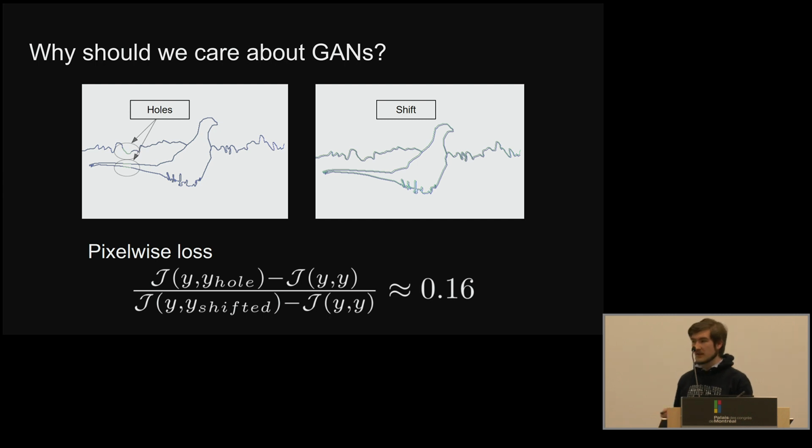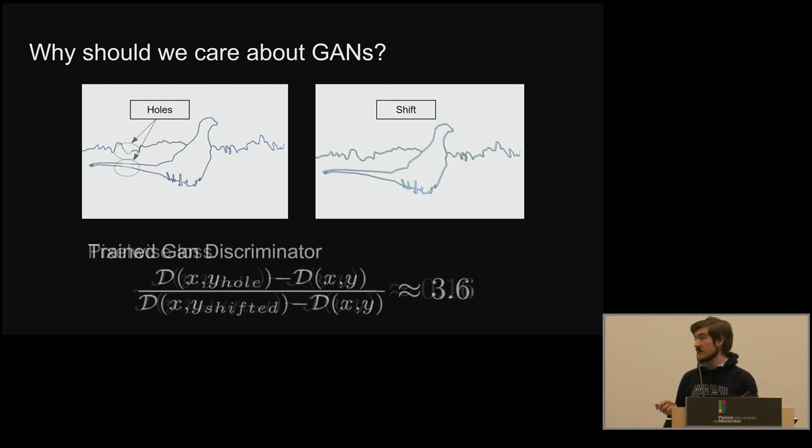In this toy example, you can see two images where I've artificially introduced a hole and a shift, and shifted the affinities. You can see that the pixel-wise loss is much more sensitive to a shift in the affinities than the small introduced holes. Whereas, and this is a slight spoiler, the discriminator that we train in our framework is much more susceptible to the holes.